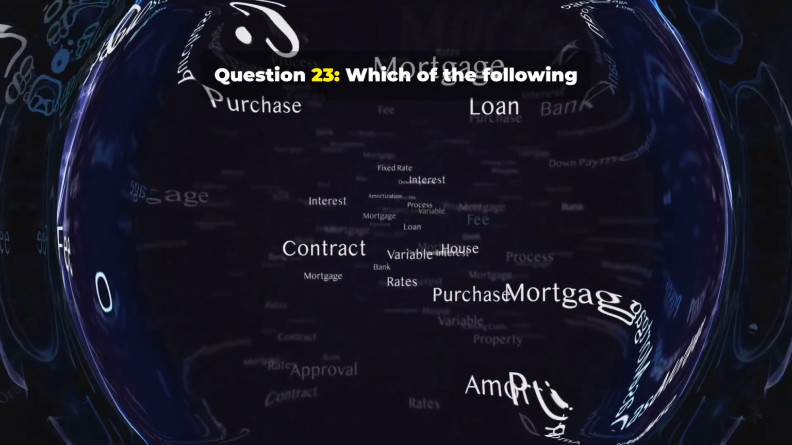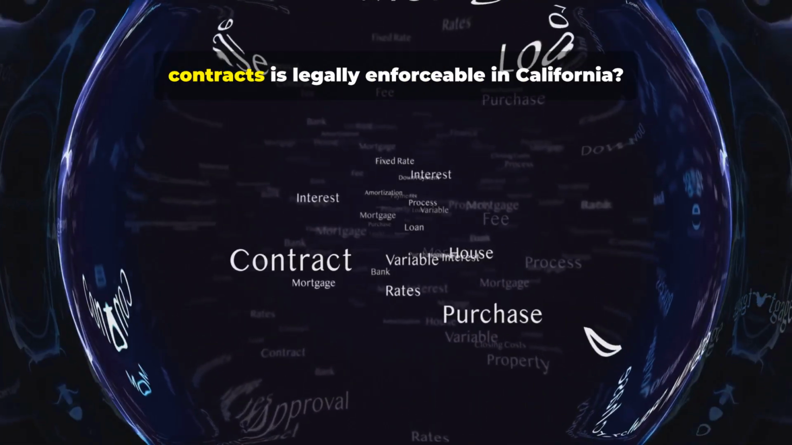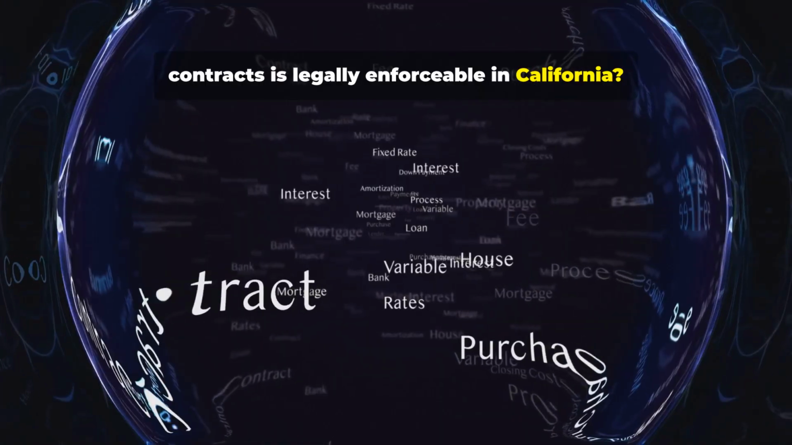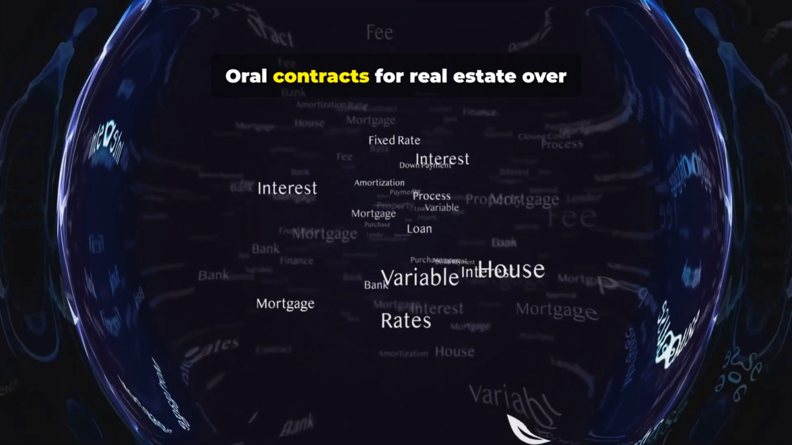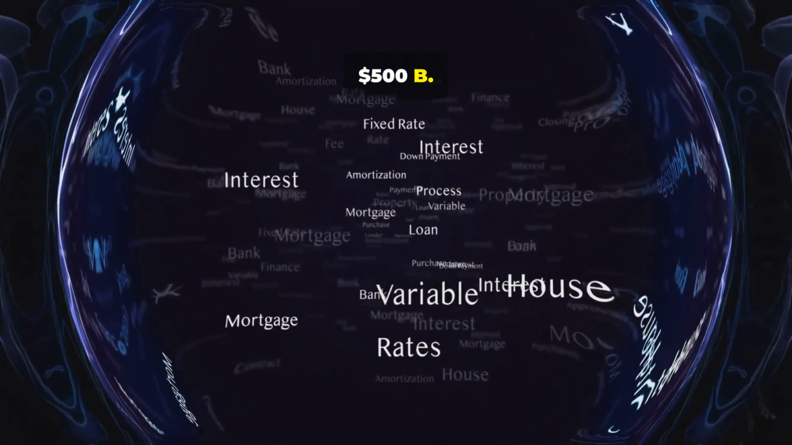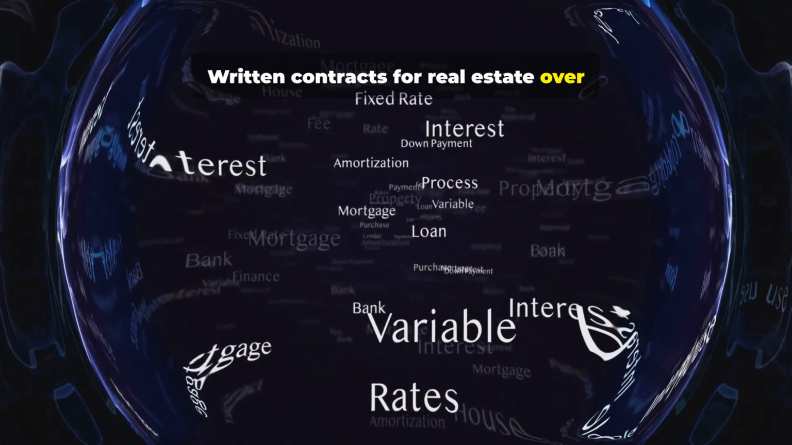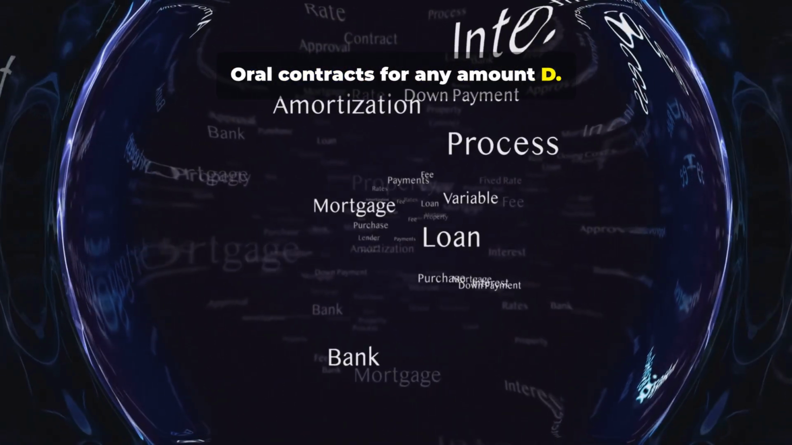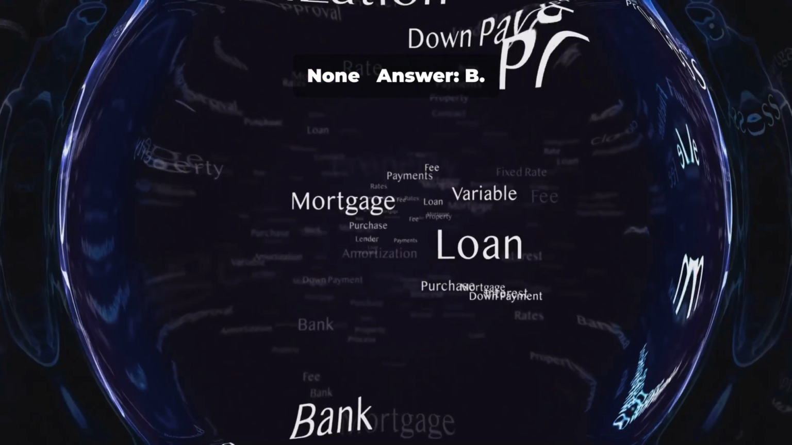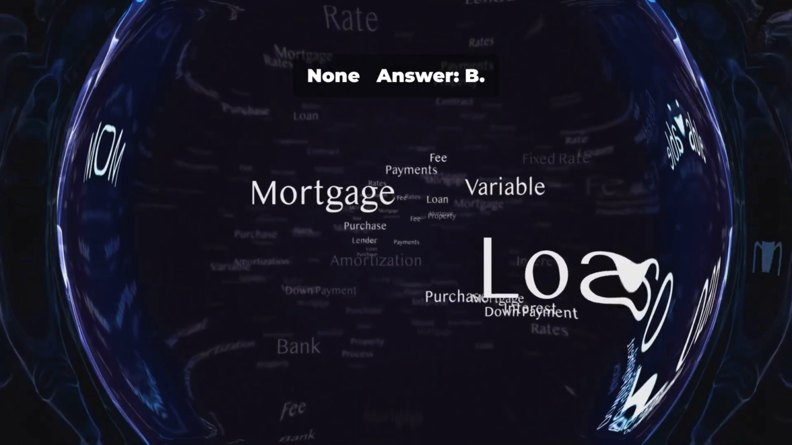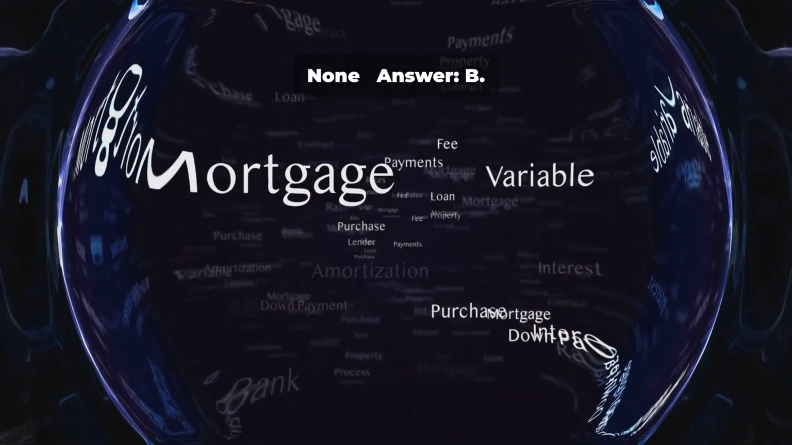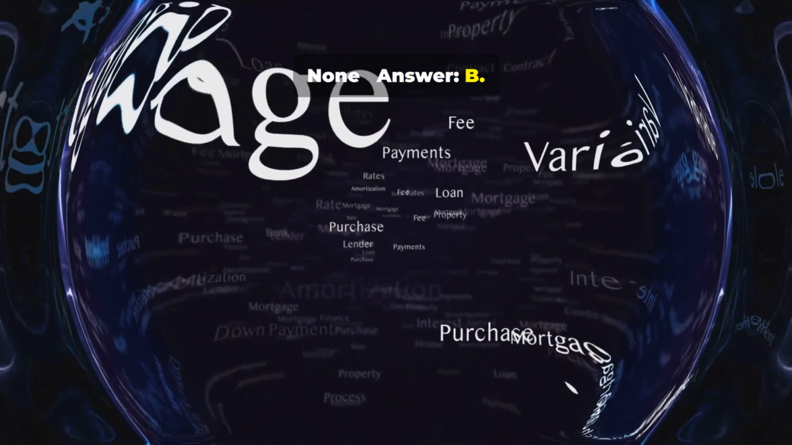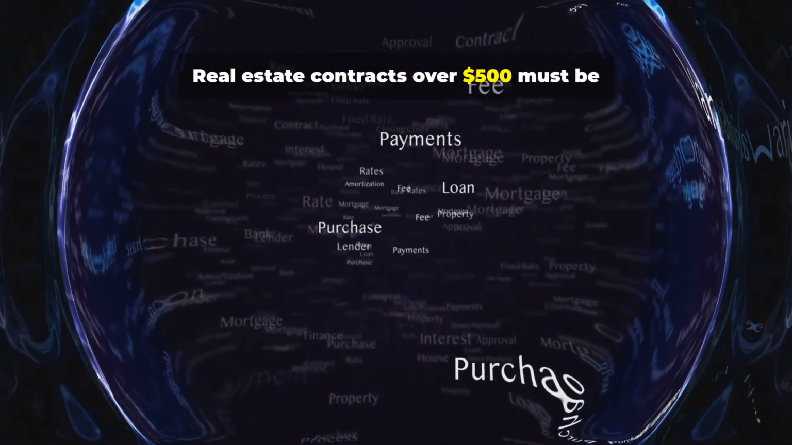Question 23. Which of the following contracts is legally enforceable in California? A. Oral contracts for real estate over $500. B. Written contracts for real estate over $500. C. Oral contracts for any amount. D. None. Answer. B. Real estate contracts over $500 must be in writing.